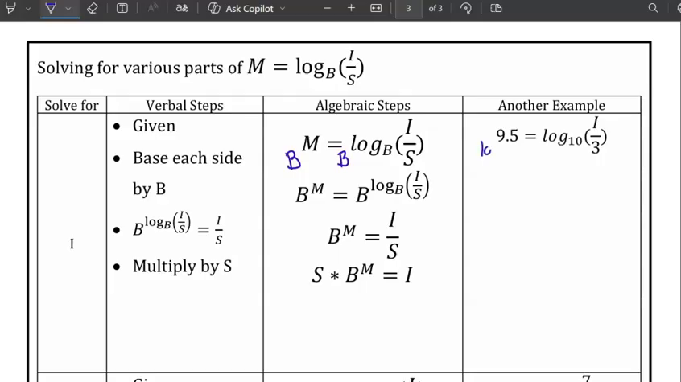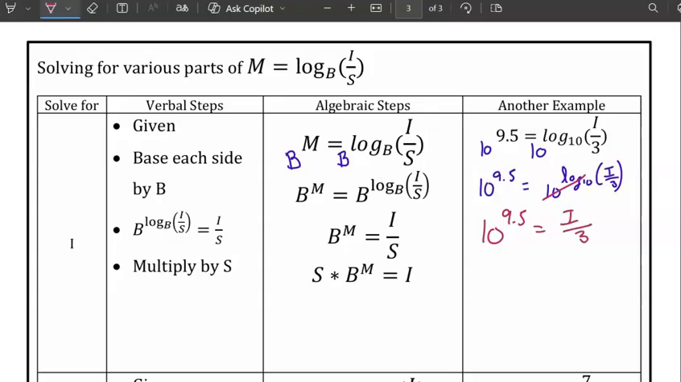In this case, we're going to base each side by 10. Rewrite the equation. 10 to the 9.5 power equals 10 to the log base 10 of I over 3. We have the property b to the log b of I over s is equal to just I over s. These are going to cancel. And we're left with 10 to the 9.5 power equals I over 3.